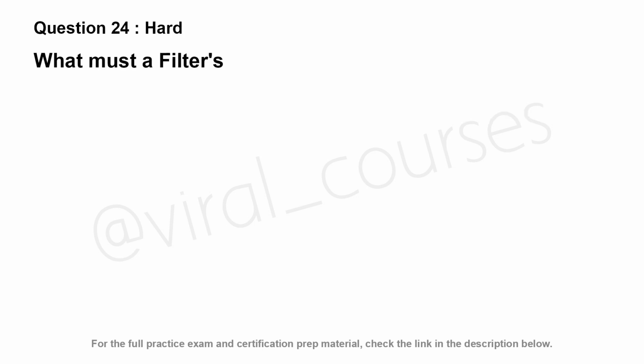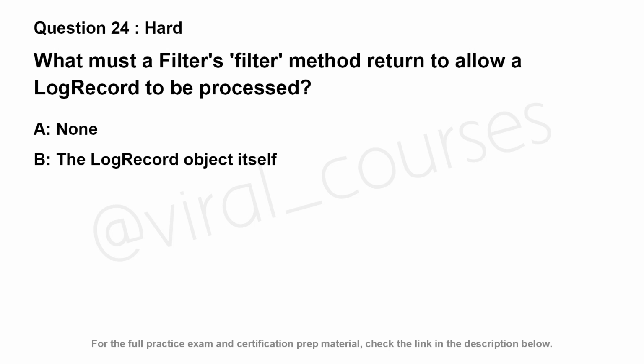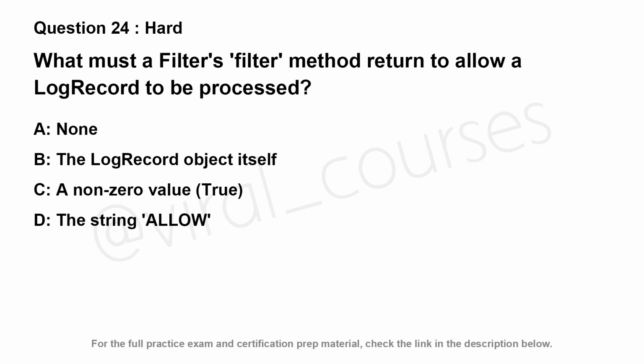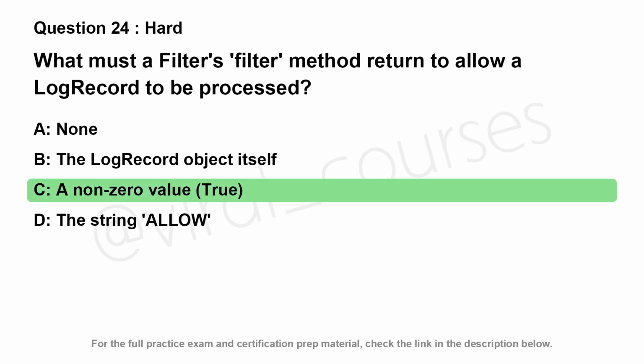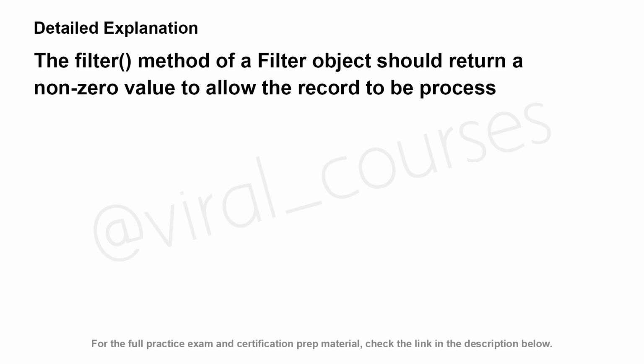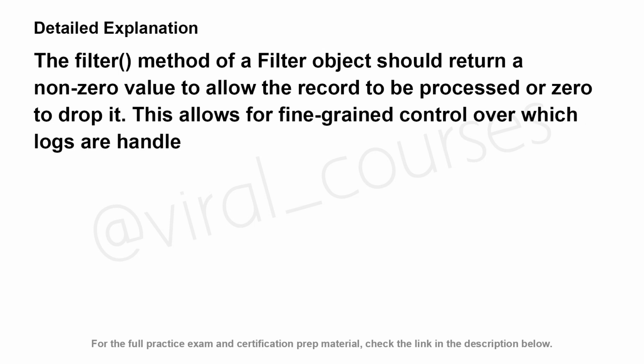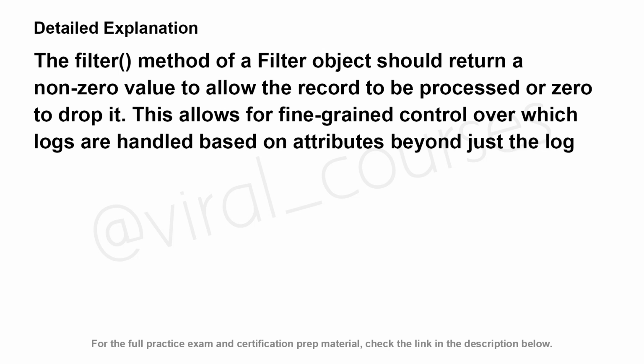What must a filter method return to allow a log record to be processed? Option A, none. Option B, the log record object itself. Option C, a non-zero value, true. Option D, the string allow. The correct answer is C. The filter method of a filter object should return a non-zero value to allow the record to be processed or 0 to drop it. This allows for fine-grained control over which logs are handled based on attributes beyond just the log level.